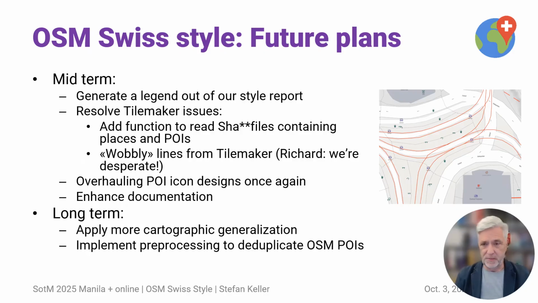So the future plans of that map style are to generate a legend out of our style report, to have an automatically generated kind of human readable legend which explains the styles, the classes, and icons. And then we are struggling actually with some nasty Tilemaker issues. So we are hoping to add a function to read those shape files, and replace those in order to have better formats.